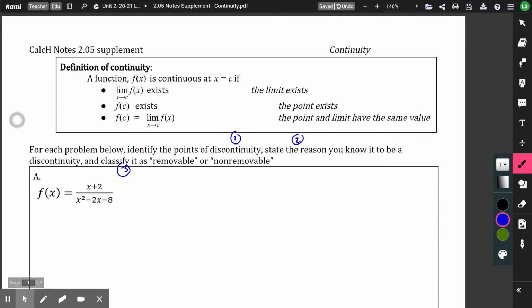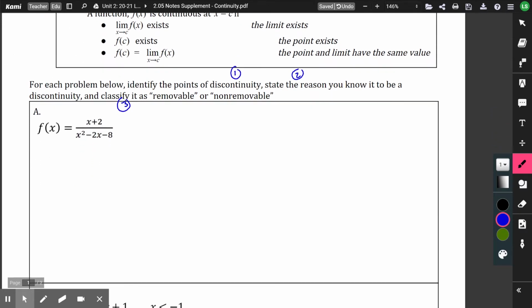When it comes to rational functions, such as what we see in example A, there are basically two main spots where we're going to have our discontinuity, and that's going to be at your domain restrictions, specifically for holes and for vertical asymptotes. So we're going to start to look for those.